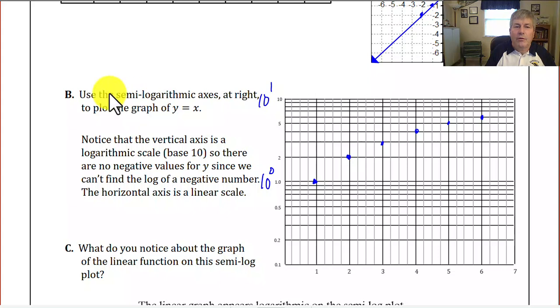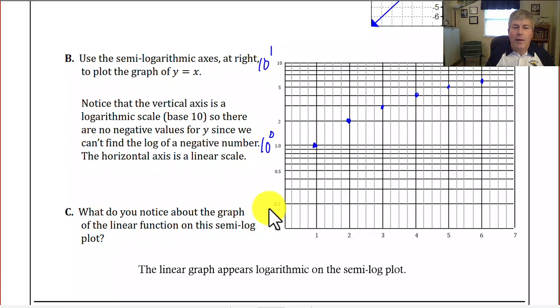So we're asked to use the semi-logarithmic axis at right and plot y equals x. So when x is 1, y is 1. When x is 2, y is 2. When x is 3, y is 3. X is 4, y is 4. X is 5, y is 5. And you can see here the shape of this is changing because of the scaling of the graph. So these are in base 10.